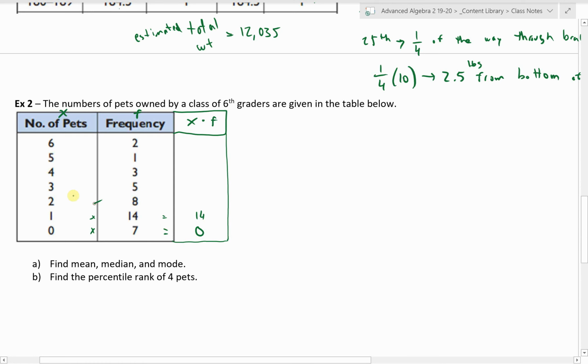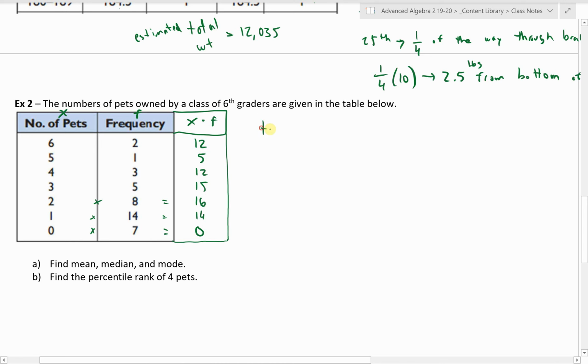8 students who own 2 pets contribute 16 pets to the class total. 5 students who own 3 pets contribute 15 pets. 3 students who own 4 pets contribute 12 pets. 1 student who owns 5 pets contributes 5 pets. And these 2 students who love their animals quite a bit add a total of 12 pets to the class total. So this column is representing every individual pet.